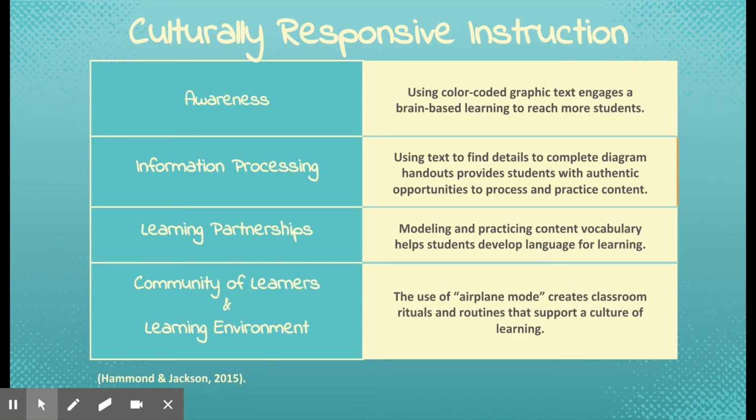As far as culturally responsive instruction, there are the four facets that come from Zaretta Hammond that I looked at, in the way that I'm presenting this content and using these text-based evidence questions. First of all, it hits on awareness. By using the color-coded graphic text of the periodic table of elements, it engages brain-based learning to reach more students. Sometimes you can just look at a black and white text of the periodic table, and you're going to miss the students that cannot relate to this flat black and white image.